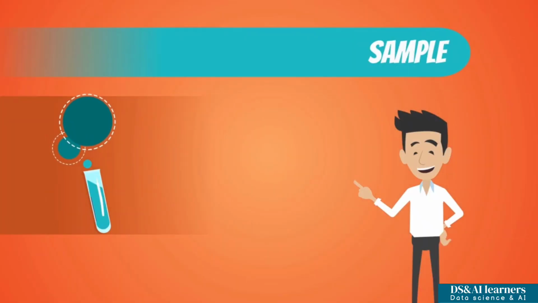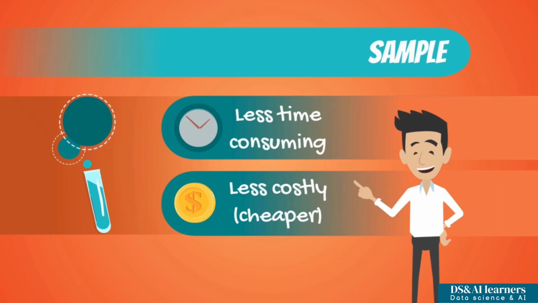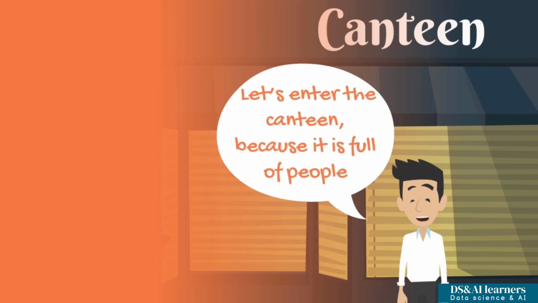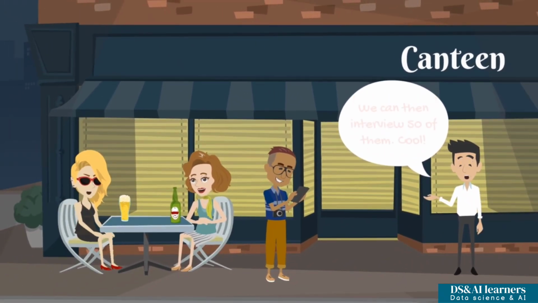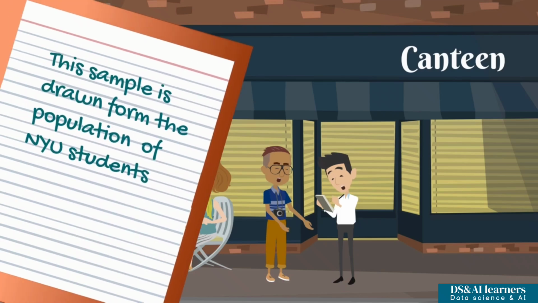A sample, however, is much easier to gather. It is less time-consuming and less costly. Time and resources are the main reasons we prefer drawing samples compared to analyzing an entire population. So, let's draw a sample then. As we first wanted to do, we can just go to the NYU campus. Next, let's enter the canteen, because we know it will be full of people. We can then interview 50 of them. Cool! This is a sample drawn from the population of NYU students.